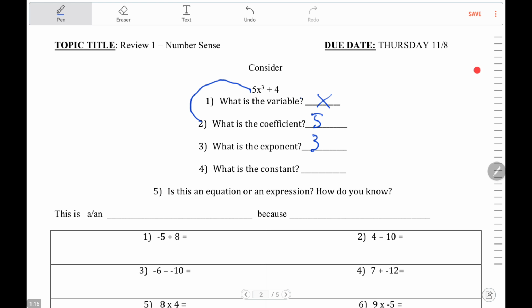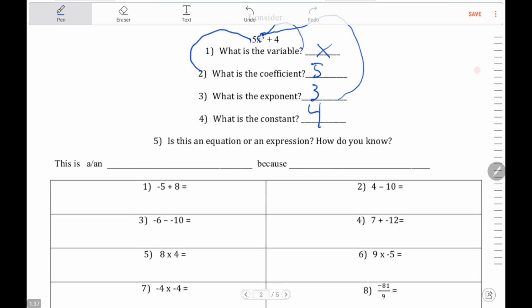The coefficient is 5, the variable is x, and the exponent is 3. Okay? And what is the constant? 4. Any number that you see without any variable next to it, that's a constant.